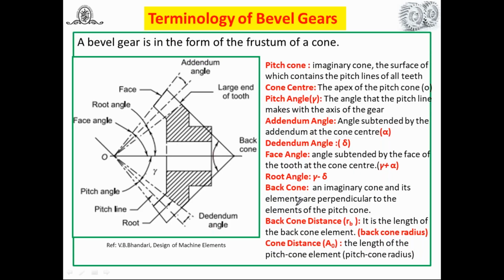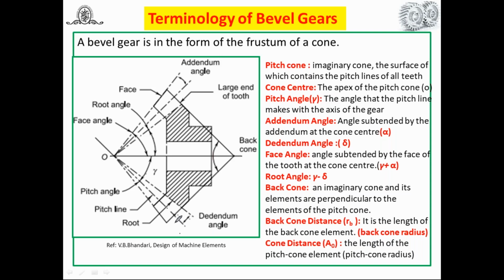Now another one is the back cone radius. Back cone radius means the distance from the back cone center, or apex, up to this pitch line. It is the length of the back cone element. This distance is known as the back cone distance, denoted by RB, and it is also known as the back cone radius. Because we are going to use this term many times, you have to remember the back cone radius. Why?